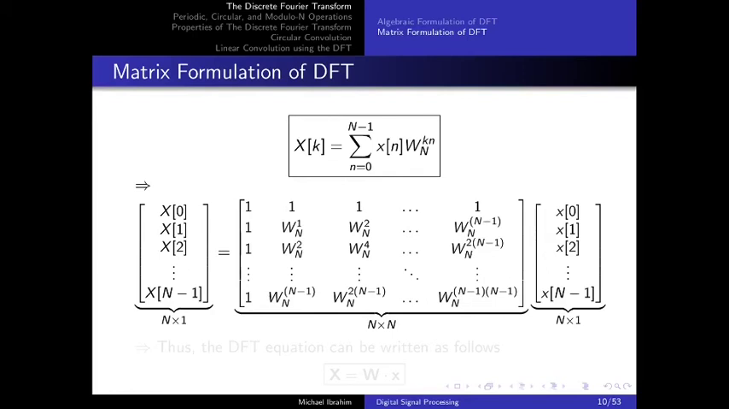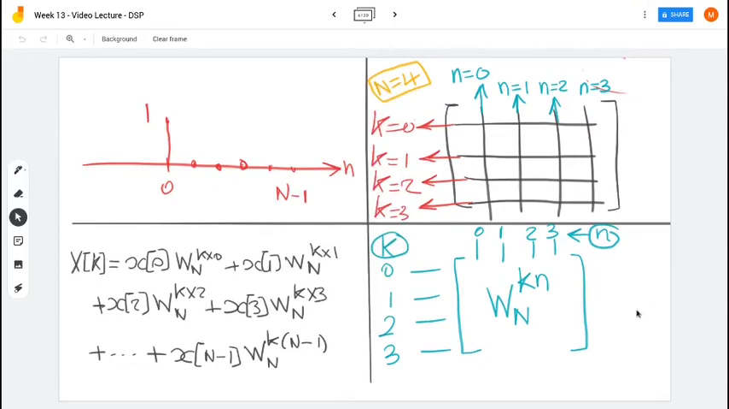So if we assume n capital equal to 4, let's try to construct this matrix. As we've said, in this matrix it's n capital by n capital. So if n capital is equal to 4, the matrix will be 4 by 4. The first row corresponds to k equal to 0, second row k equal to 1, third row, fourth row k equal to 3. And the first column corresponds to n equal to 0, n equal to 1, n equal to 2, n equal to 3.